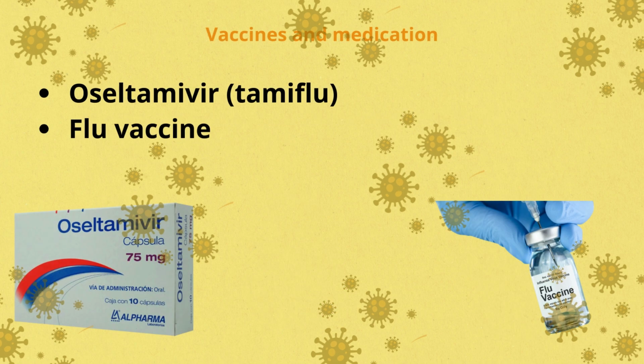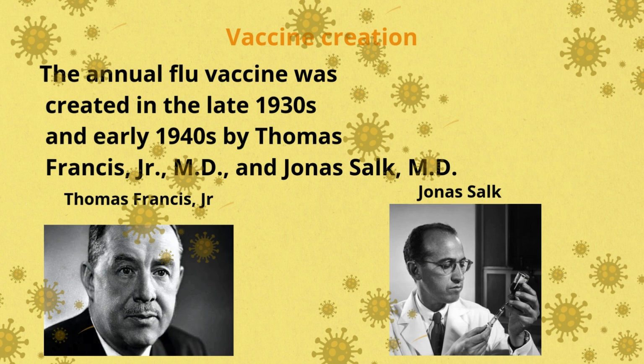Oseltamivir, known as Tamiflu, and the flu vaccine both protect against different types of influenza. The flu vaccine is only approved for people aged 6 months and above. The annual flu vaccine was created in the late 1930s and early 1940s by Thomas Francis Jr. and Jonas Salk.